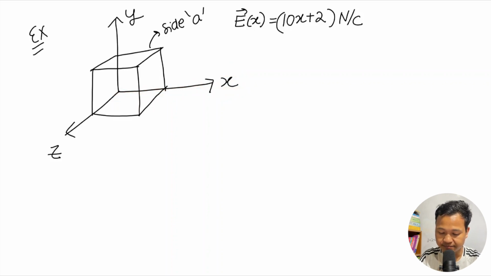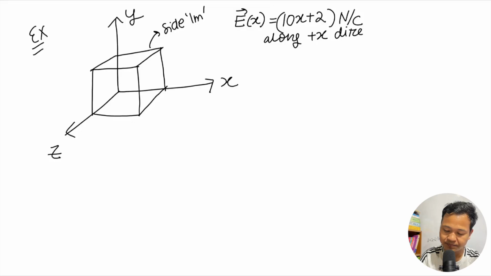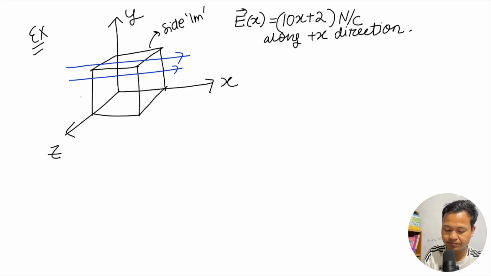Let's take the side to be 1 meter. So the side is 1 meter, and this electric field is along the positive x direction, along the x axis. That means the electric field is like this, passing through like this, along the x axis.